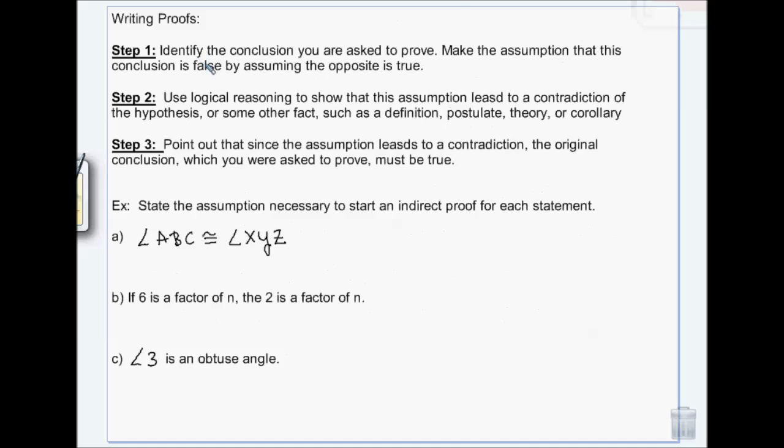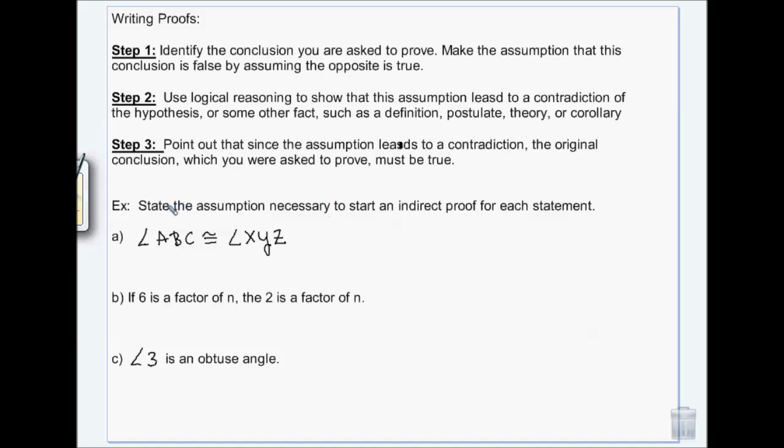Okay, so step 1 is we identify the conclusion we're asked to prove, and then we assume that it is false by assuming the opposite is true. So first we have to make an opposite statement. Then we use logical reasoning to show that the statement we came up with leads to a contradiction. Once that leads to a contradiction, our assumption is false. That means the opposite of it must be true, which was the original thing we were trying to prove.